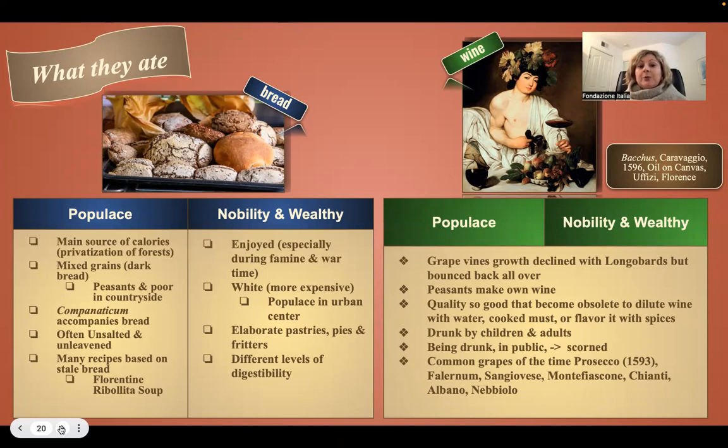The rich, the nobility, enjoyed elaborate pastry, pies, and fritters. And I've read there were also different levels of digestibility, depending on how the bread was made.